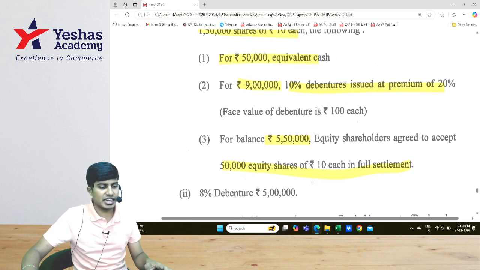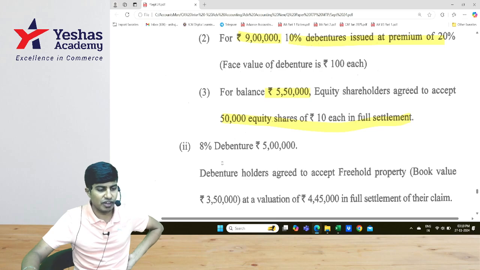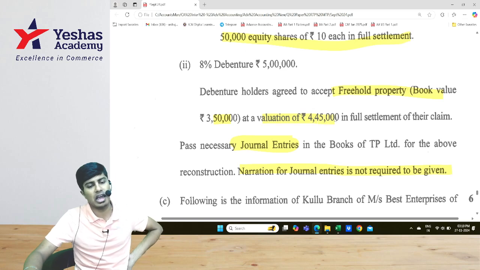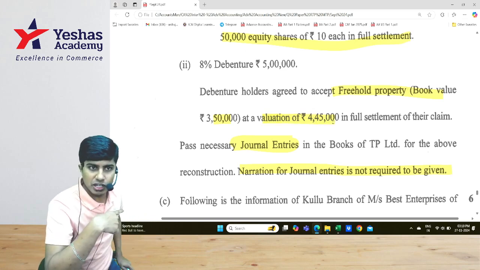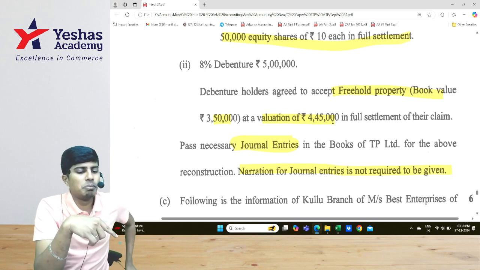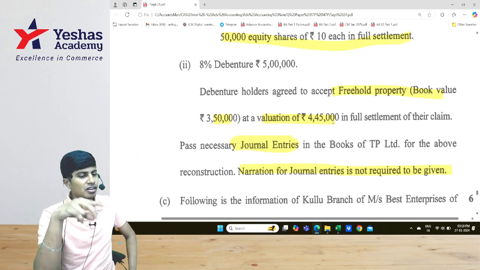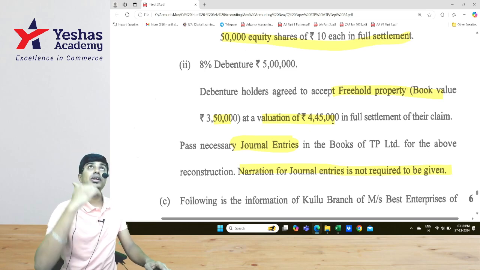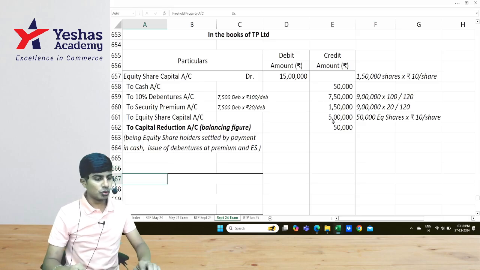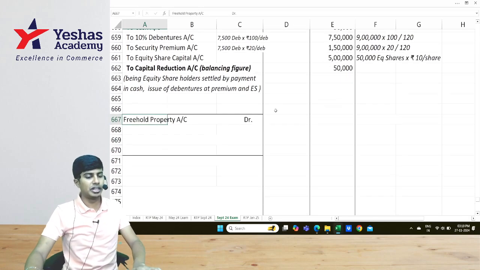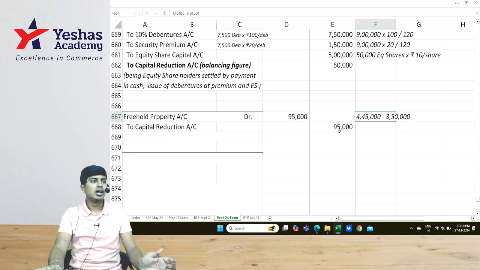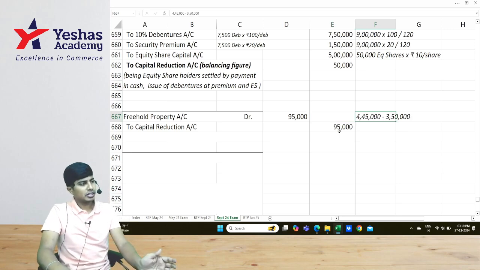Then see the next transaction. 8% debentures of rupees 5 lakh. Debenture holders agreed to accept freehold property at a book value of 3 lakh 50, at a valuation of 4 lakh 45. We did a similar question in the class today. So the book value of the freehold property is 3 lakh 50. First, revalue the freehold property from 3 lakh 50 to 4 lakh 45. Any profit or loss arising in the process of internal reconstruction should be routed through capital reduction.